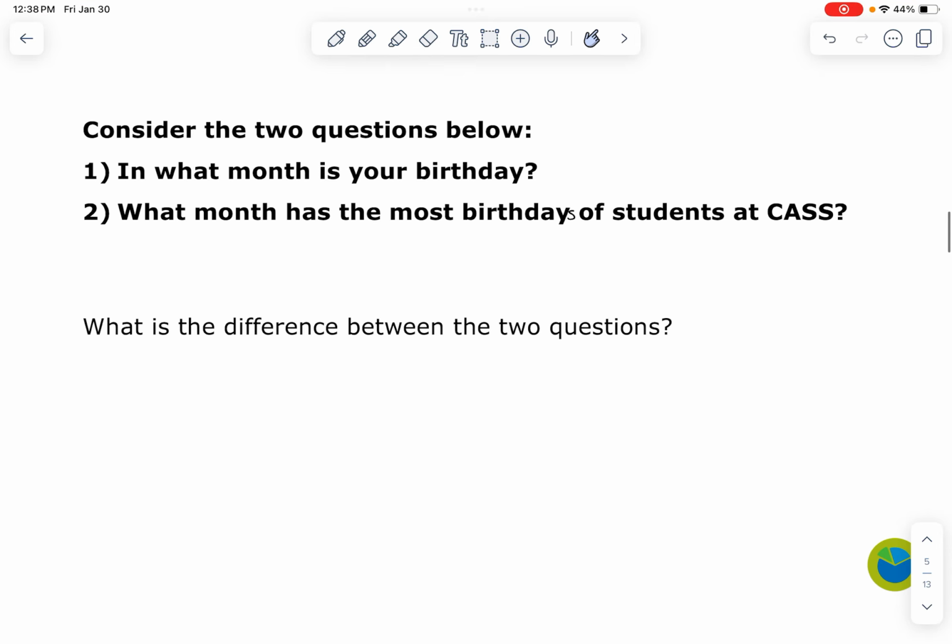Okay, consider the two questions below. First is, in what month is your birthday? The second says, what month has the most birthdays of students at Cass? What's the difference between these two questions? If somebody were to just ask me what my birthday is, there's always going to be a single answer, and it's going to be fixed, and that's August for me. What month has the most birthdays of students at Cass? That's going to be a variety of answers, and you would need to collect data to find that.